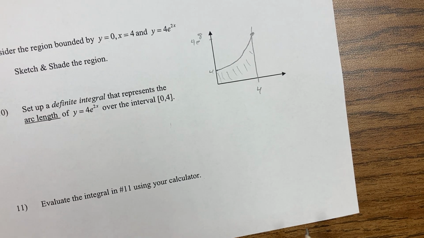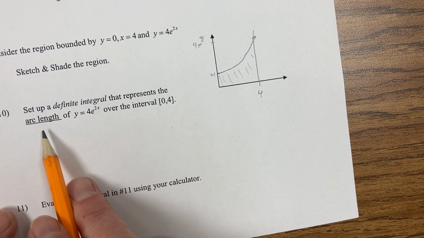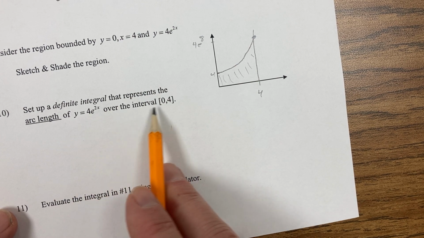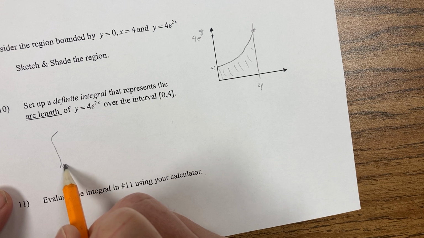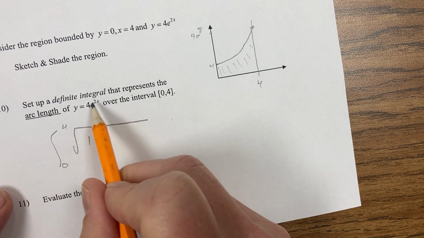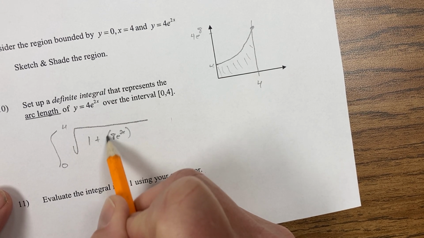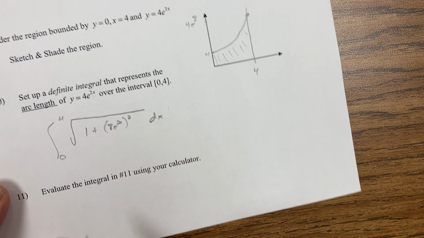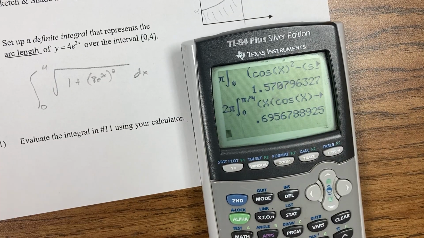We sketched it, shaded it. We're ready to move on. Set up a definite integral that represents the arc length of this over the interval 0 to 4. So arc length is from 0 to 4, the square root of 1 plus the derivative. The derivative of this would be 8e to the 2x, squared dx. So there's our integral, and then use our calculator to do that.